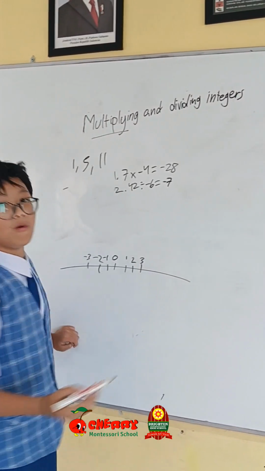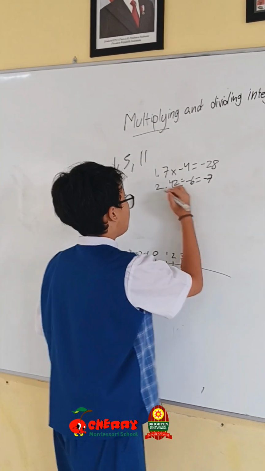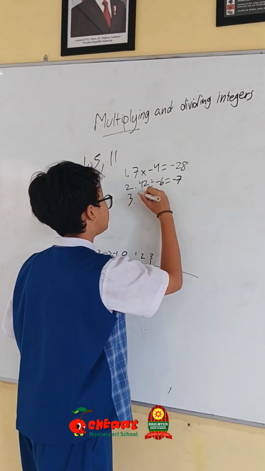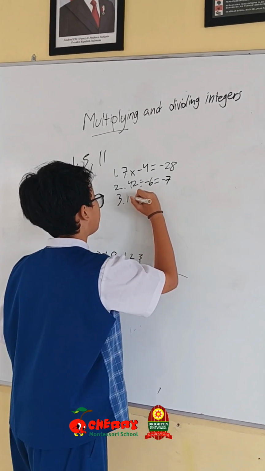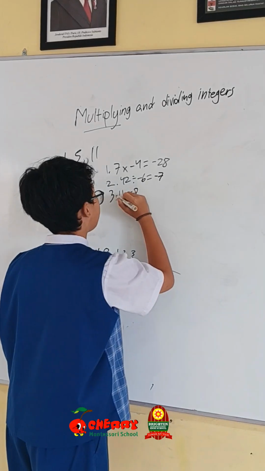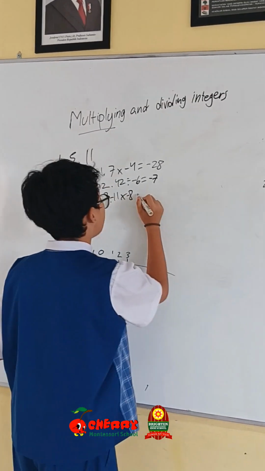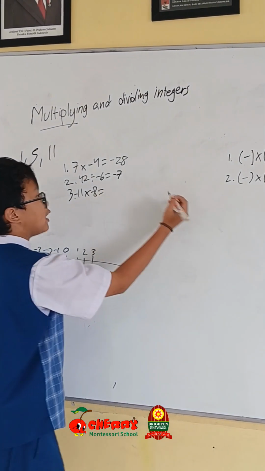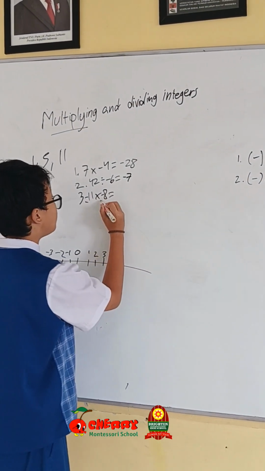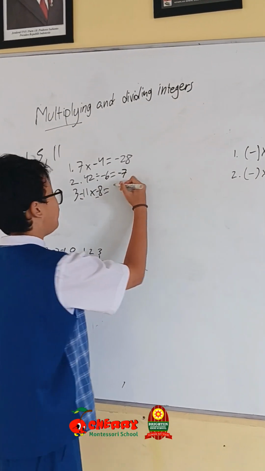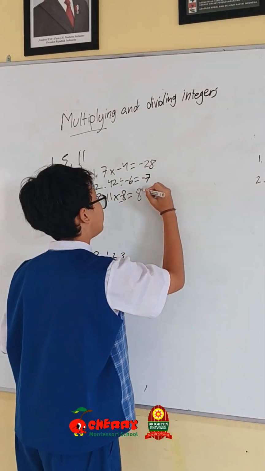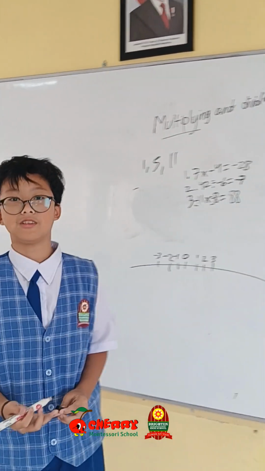The rules apply to both multiplying and dividing. But when we come across the same sign, for example 11 times negative 8, hmm, since the sign is the same, then we should turn it into a positive. So, positive 88. Thank you.